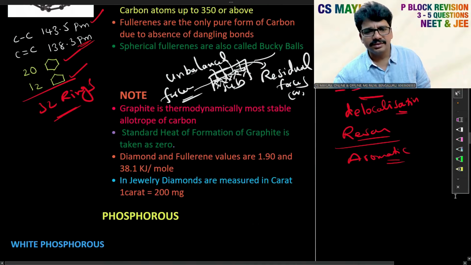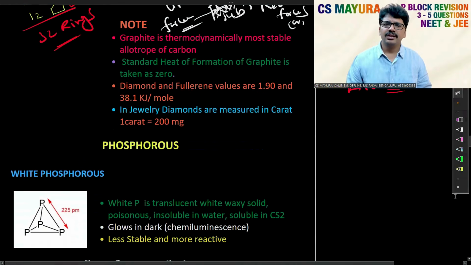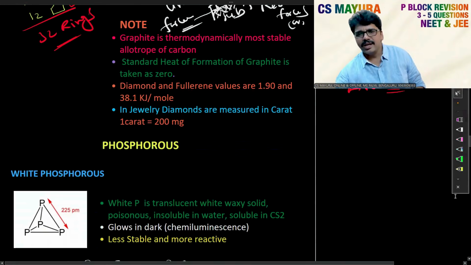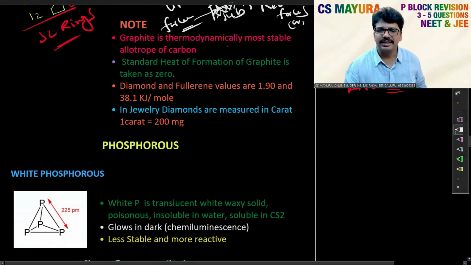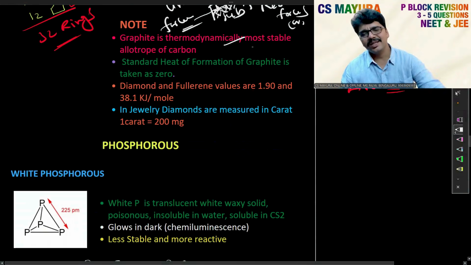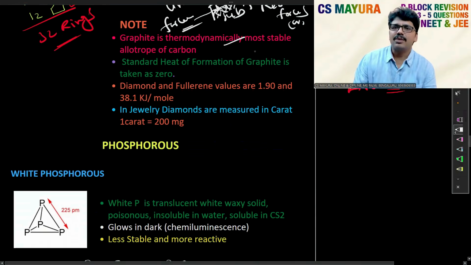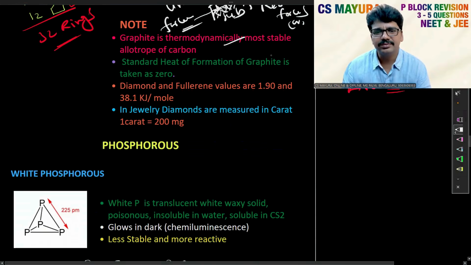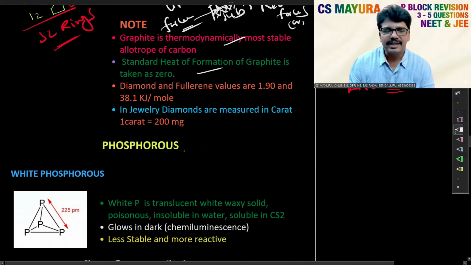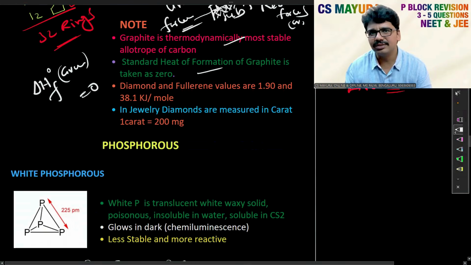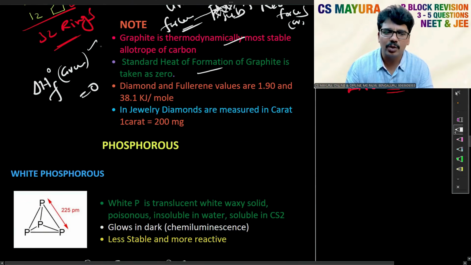Next, among all the allotropes of carbon, graphite is thermodynamically stable. The kinetically stable allotrope of carbon is diamond. The thermodynamically stable allotrope of carbon is graphite, and graphite is considered the standard allotrope. At standard conditions, the standard heat of formation of graphite is what? 0. Diamond is not 0, fullerene is not 0, only the standard allotrope. Graphite is considered the standard allotrope and its heat of formation is 0.